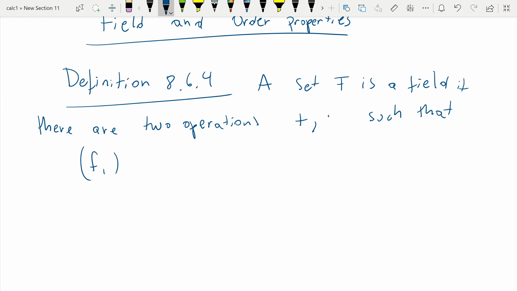Both, here these are just placeholders for other operations. I could have called them star 1 and star 2. If you take an algebra course, you'll know what I mean. So the first property is that both plus and the product are commutative.